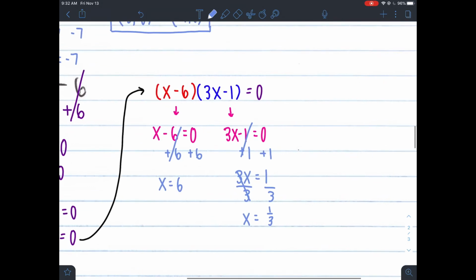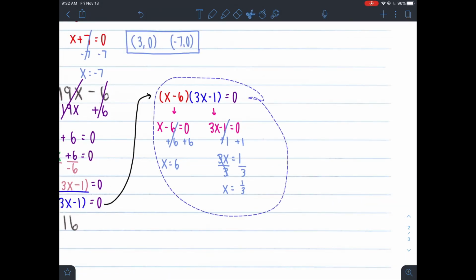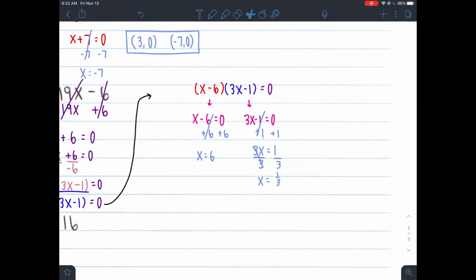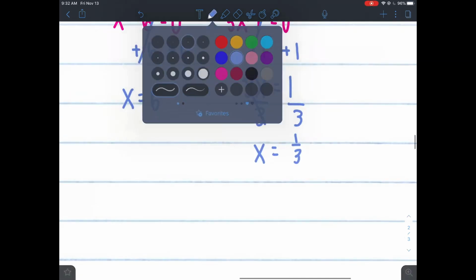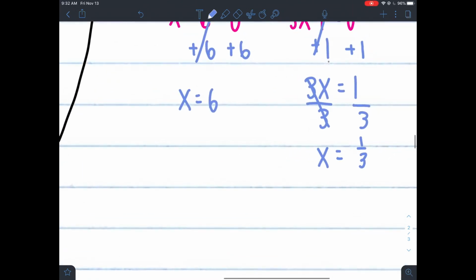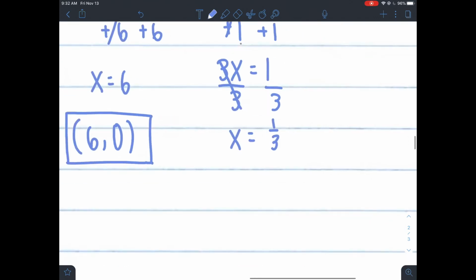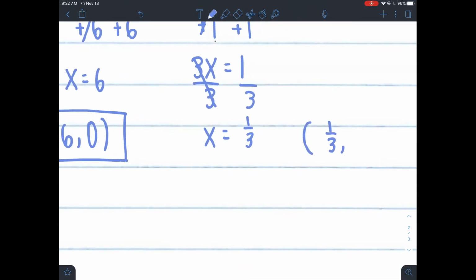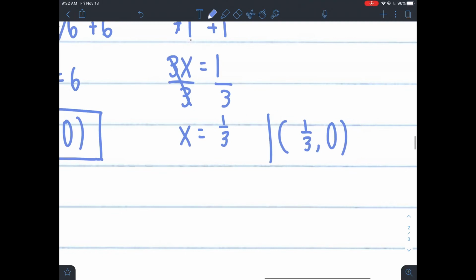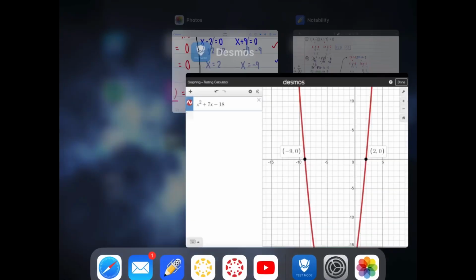So what does that mean for us? It means we have 2 x-intercepts again, but just one of them happens to not be a whole number. So one of our x-intercepts is (6, 0). And the other x-intercept is (1/3, 0). Now you're like, that seems kind of strange. Why would I have a fraction? But remember, not all your x-intercepts will always cross at whole numbers. Occasionally, they'll cross at fractions. So I'll go ahead and show you.